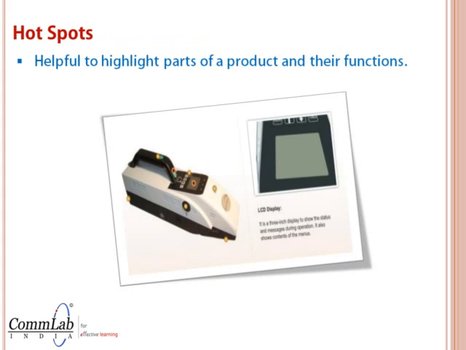We can use hotspots to explain parts of machinery and their functions. Every important part of the machinery can have a flashing spot. On clicking, a description of the part or its importance can be displayed. This is very useful during product training for service engineers or technicians.